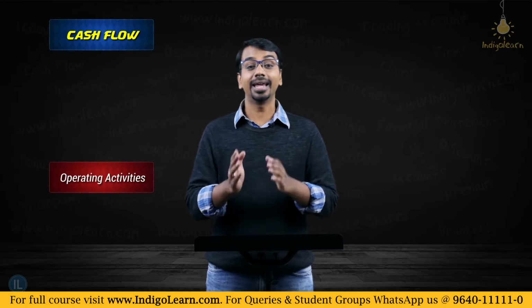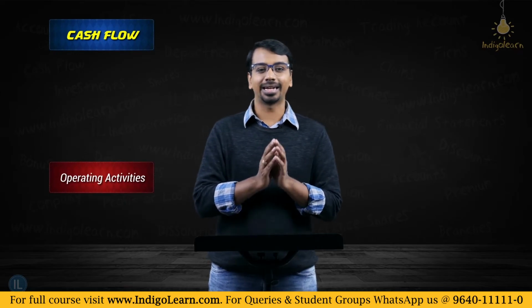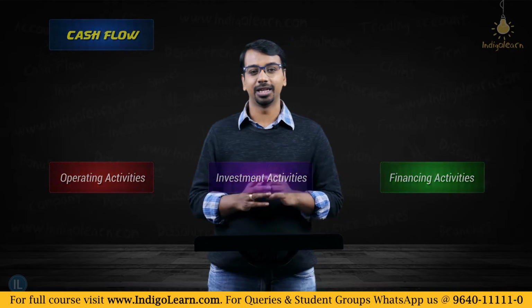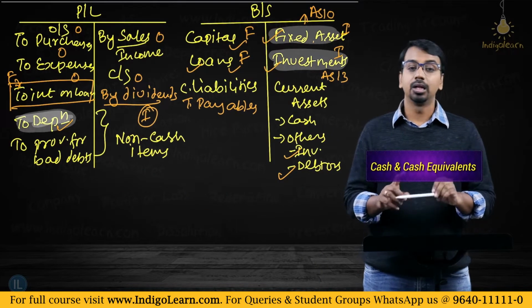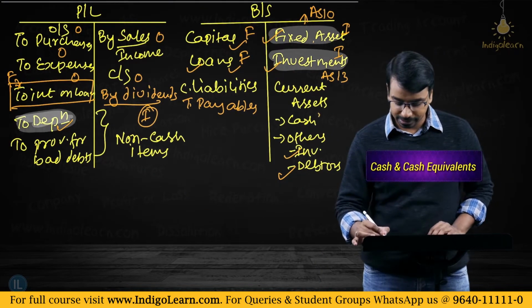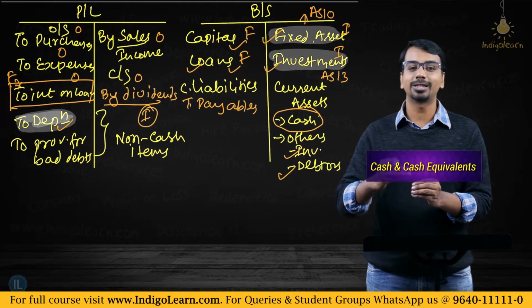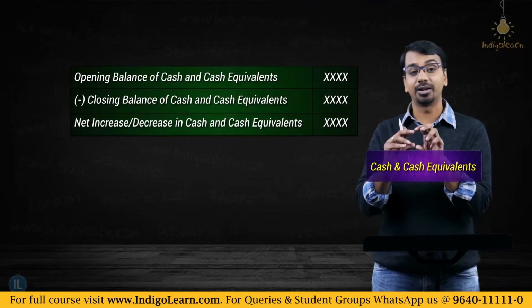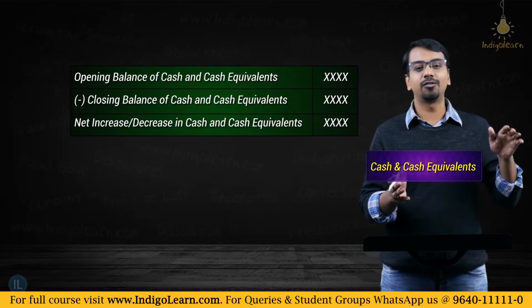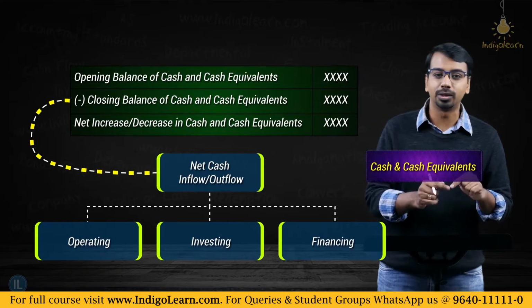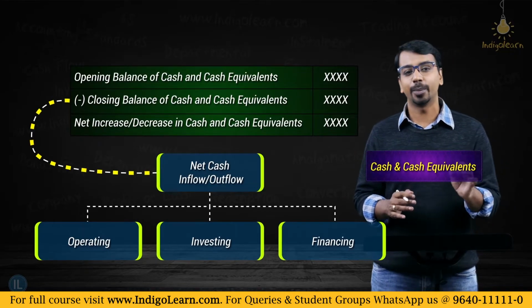First one, cash flow from operating activity, then cash flow from investing activity, and lastly cash flow from financing activity. Now we are left with one item, that is cash. Cash, we will show as opening balance and closing balance, so there will be a difference on that. And all these inflows and outflows, there will be a difference, and we will reconcile or match both of these and present it in a statement format.